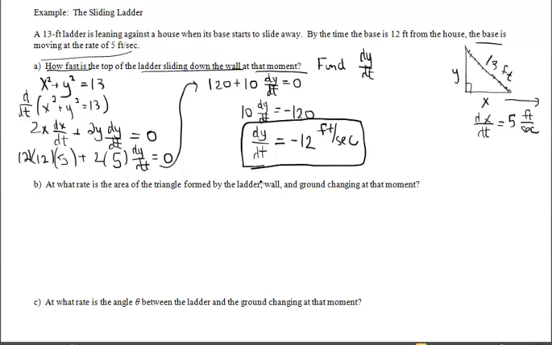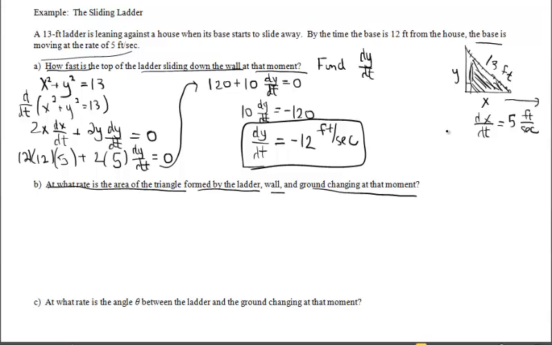All right. There's some other things that we can do with regard to this ladder problem. So let's look at question B. At what rate is the area of the triangle formed by the ladder, wall, and ground changing at that moment? So at what rate, already we know what kind of notation, area of a triangle, that's the equation I'm going to be differentiating, formed by the ladder, the wall, and the ground changing. So I'm talking about the area in here.